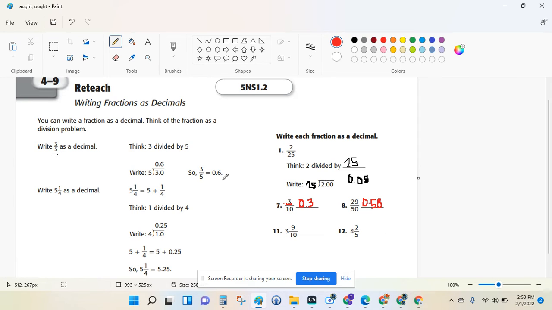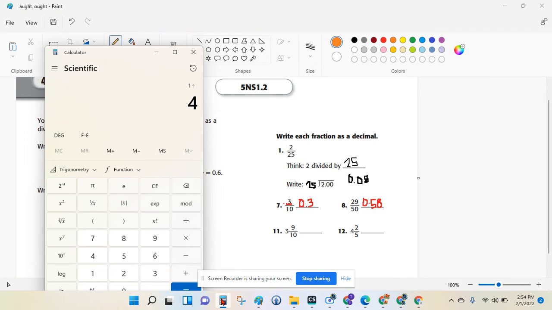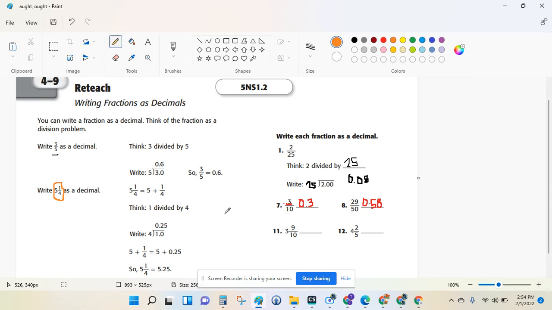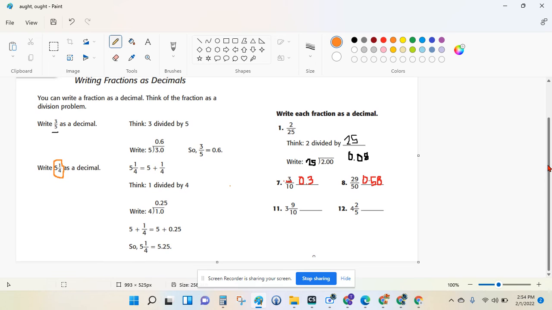Okay, so now let's look down here whenever it's a mixed number. Mixed numbers are basically the same thing, because you don't have to change the whole number, you just have to change the fraction. So the first thing you're going to do is divide the fraction: 1 divided by 4 gives you 0.25, or 25 hundredths. So then you're thinking, okay, I've got 5 and a fourth, which is going to be 5 plus 25 hundredths. So 5 and 1/4 would equal 5.25.